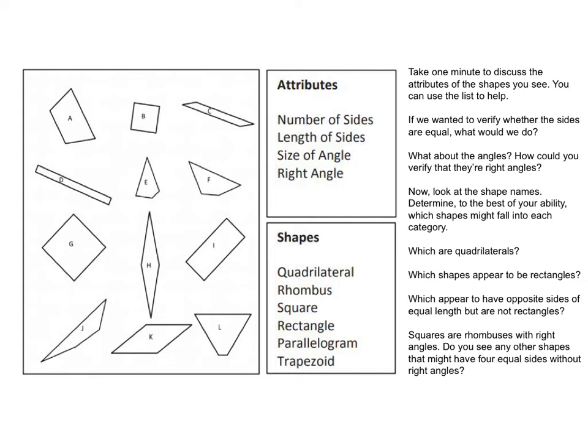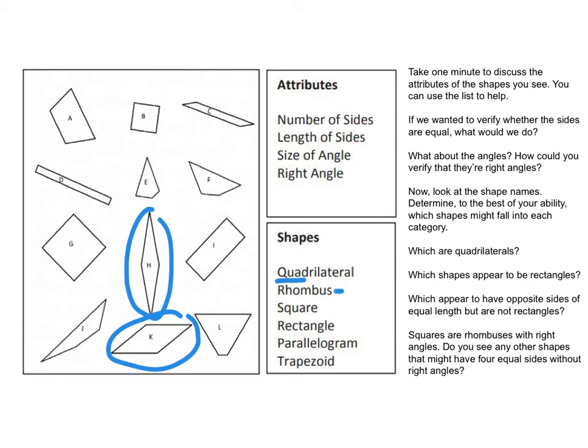And a quadrilateral. So think about what quadrilateral means. The name gives you a clue because quad means four. So quadrilateral is a four-sided shape. So any shape here that has four sides is a quadrilateral. A rhombus, if you remember, I think of them kind of as the kite shape. So that would be H and K are rhombuses.